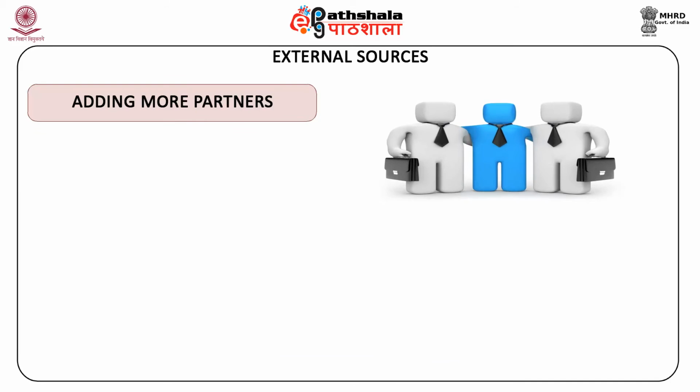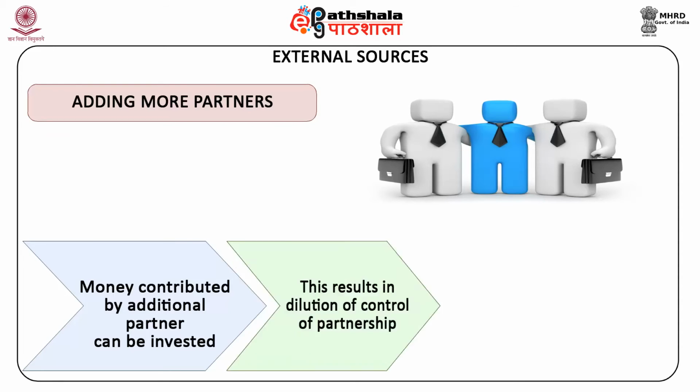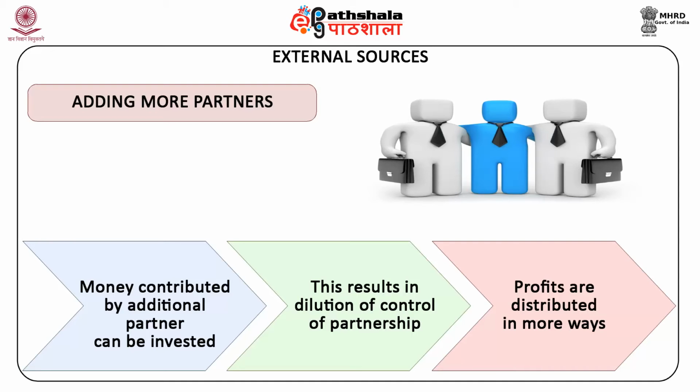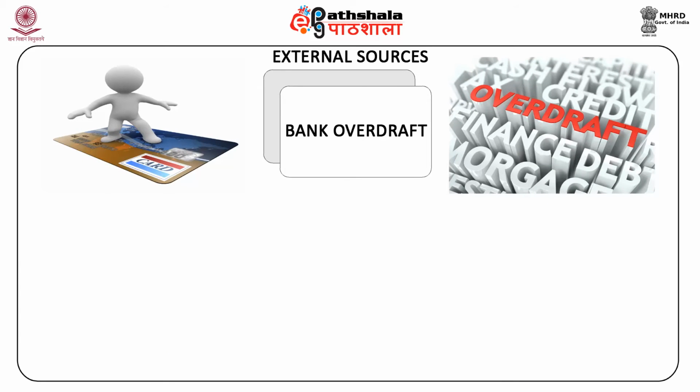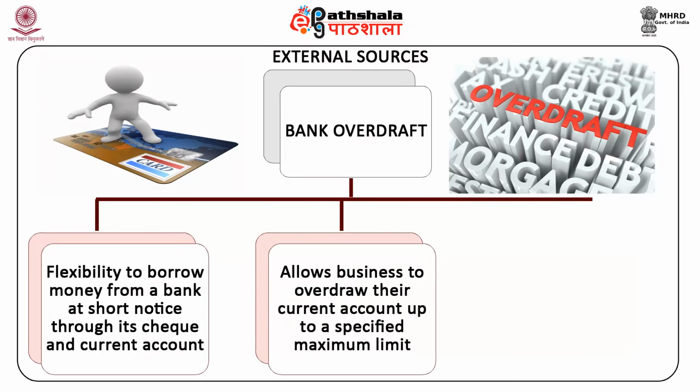First is adding more partners. The money contributed by additional partners can be invested in the business, but it dilutes control of the partnership and profits are distributed in many more ways. Second is bank overdraft. Bank overdraft gives flexibility to borrow money from a bank at short notice through its check and current account. It allows business to overdraw their current account up to a specified maximum limit as agreed between the bank and the business.